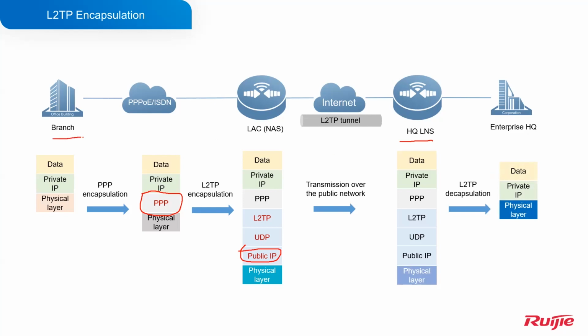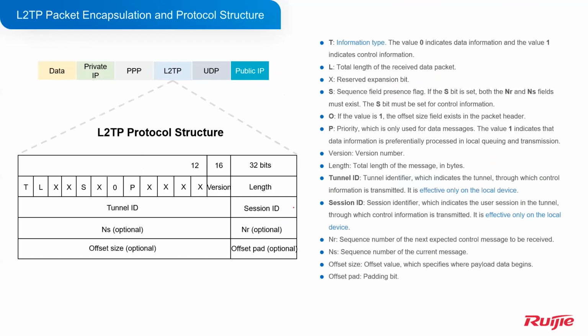So for the branches and also the headquarters terminals, they don't know we already use L2TP to forward the message out. And in the public network, we also don't know the private information because we forward the message according to the public part. So this is encapsulation. And about L2TP, this is the encapsulation protocol in the VPN, right?